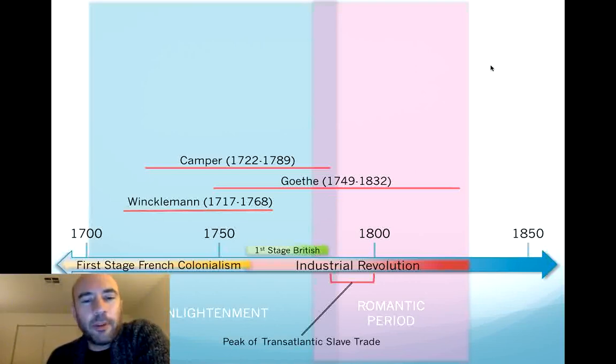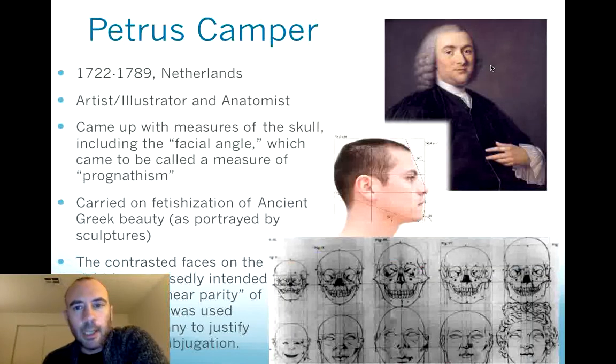Kind of overlapping with both of these individuals, we have someone by the name of Petrus Camper, living throughout a large portion of the 18th century, the 1700s. Petrus Camper was an artist on the one hand, and an illustrator, and also an anatomist. People could do whatever the hell they wanted in those days, if they had enough money. He was coming up with better ways to draw a really anatomically correct, symmetrical kind of face, and he used his knowledge of anatomy to do that.